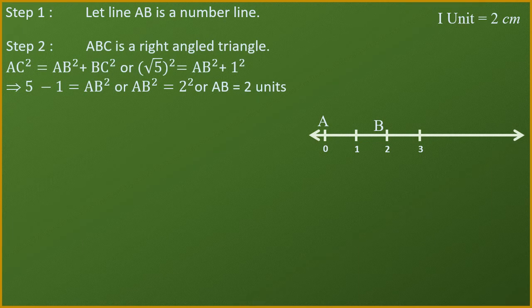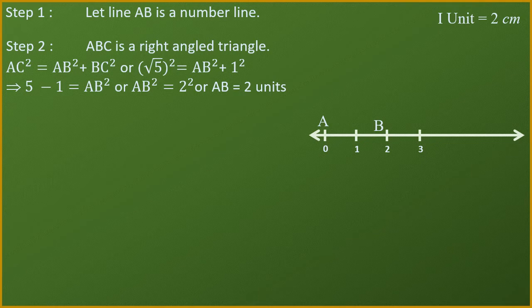So step 2, we'll take one right angle triangle ABC, and in that triangle we will apply the Pythagoras theorem. In the Pythagoras theorem, you know that the square of the hypotenuse will be equal to the sum of the squares of the other two sides. So here AC I am taking as the hypotenuse, while AB and BC I am taking as the other two sides. BC will be my perpendicular, while AB will be the base. So AC value I am taking here as root of 5.